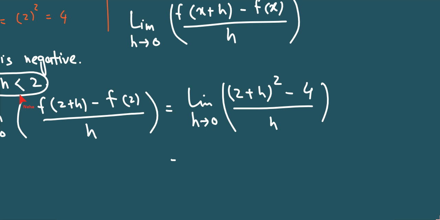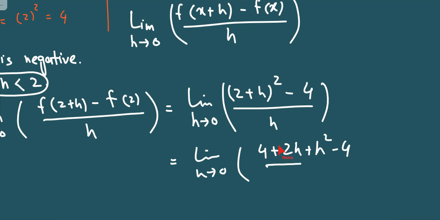Then let's open the square. So limit h tends to 0 of 4 plus 2h plus h square minus 4 over h. So this 4 can be cancelled out with this 4.